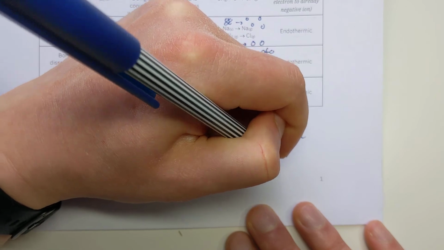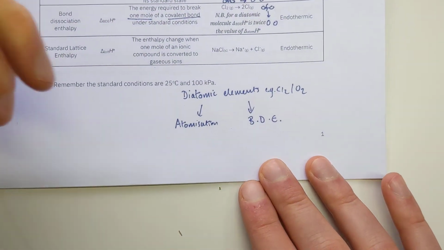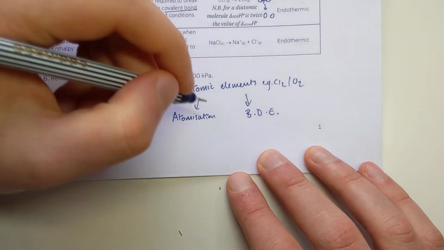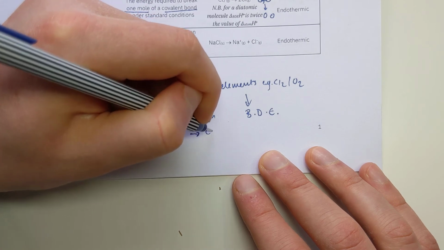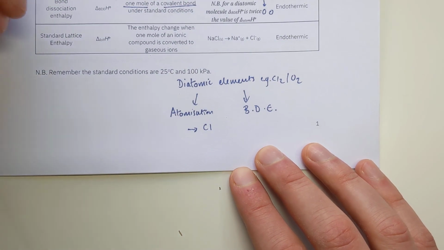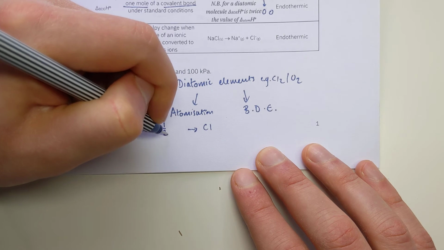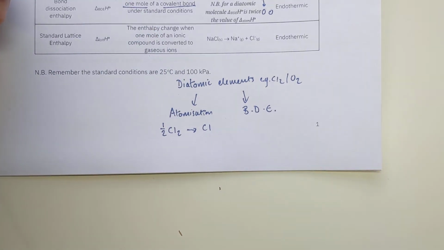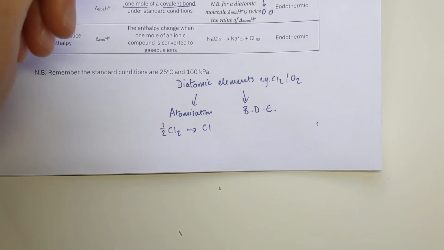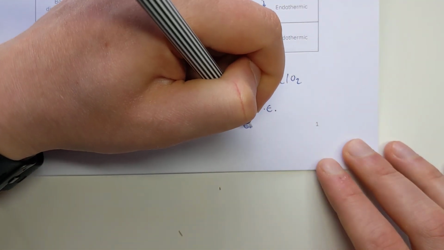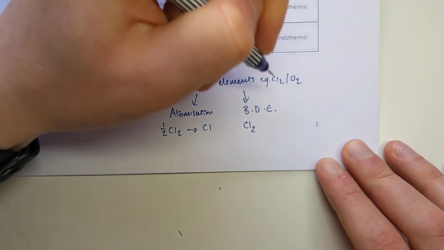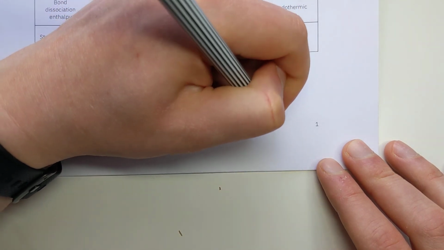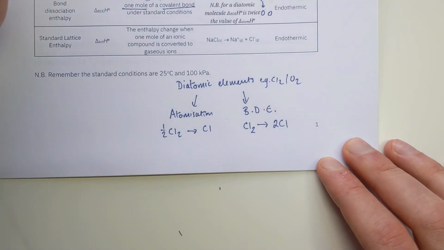Let's do BDE. What that means is atomization, remember, it's making 1 mole of atoms. So I'm making 1 mole of Cl. To make 1 mole of Cl, I'm going to use half a mole of Cl2 because there's 2 Cls per Cl2. With bond dissociation enthalpy, I'm breaking 1 mole of bonds, so I need 1 mole of Cl2 to give me 1 mole of bonds. If I break those apart, I get 2 chlorine atoms, or 2 moles of chlorine atoms.